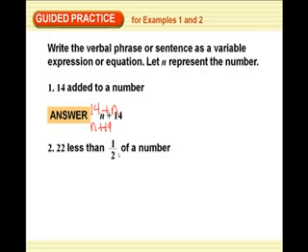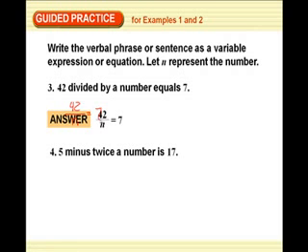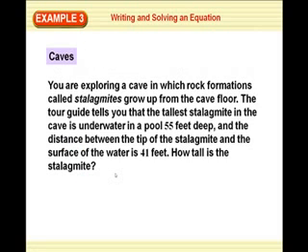22 less than half of a number. So we have to do half of a number first, minus 22. 42 divided by a number, 42 divided by n, equals 7. 5 minus twice a number is 17. That one was said just the way it was given.